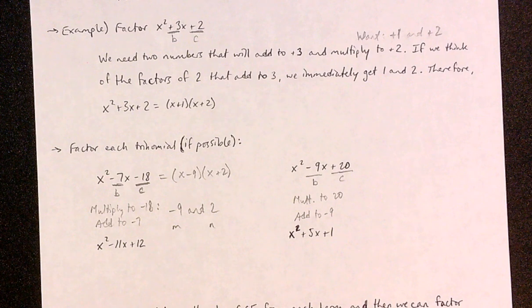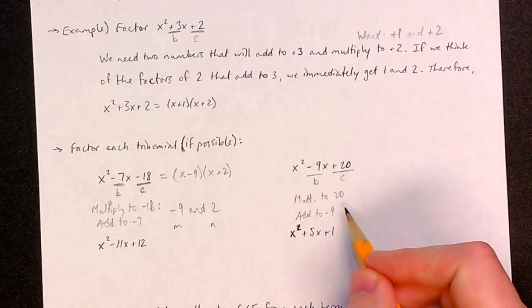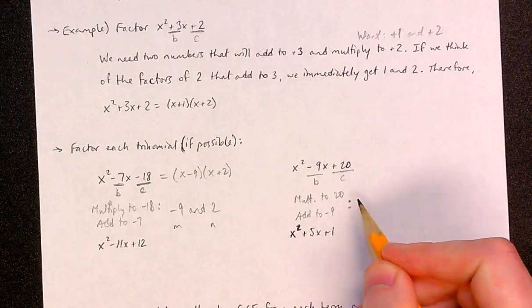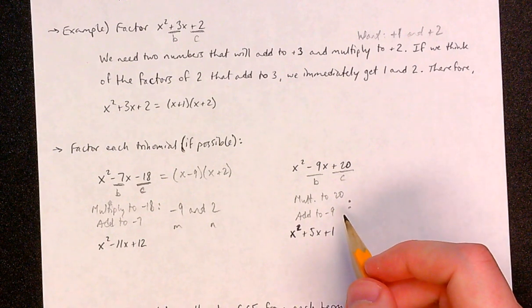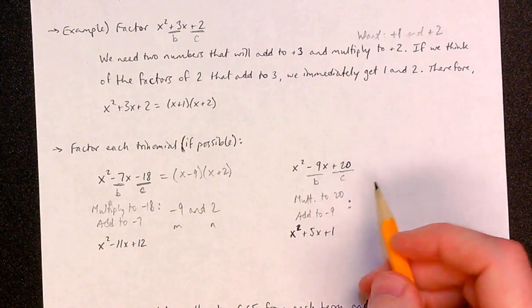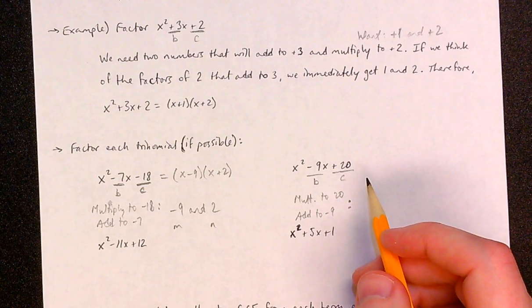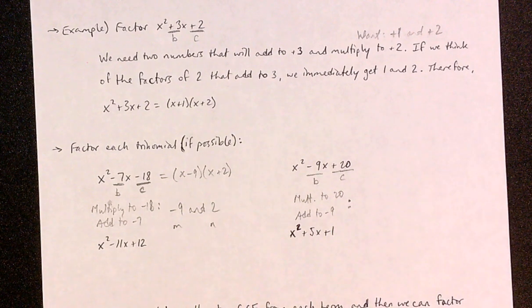Now, if you have two numbers that add up to a negative number but multiply to a positive number like we have here, then both of those numbers have to be negative. All right? If two numbers add to a negative number and multiply to a positive number, then both of those numbers have to be negative. So now I am looking at factors of 20. Both the numbers have to be negative, and these numbers have to add up to negative 9.